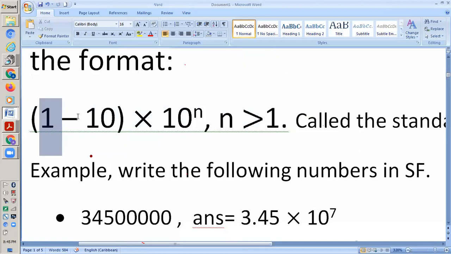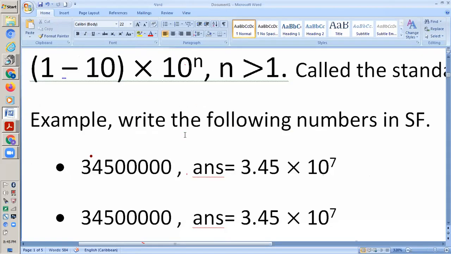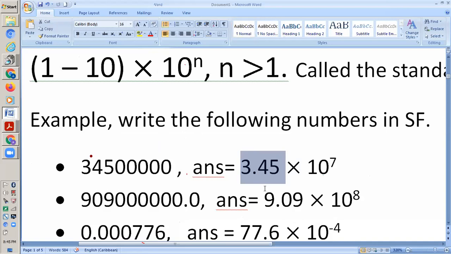But what this is saying is this is telling us how to write the thing in standard form. The number in these answers can't be less than 1 nor more than 10. That's the reason why we didn't put the point between the 4 and the 5. If I put the point between the 4 and the 5, what would I get? 34.5.